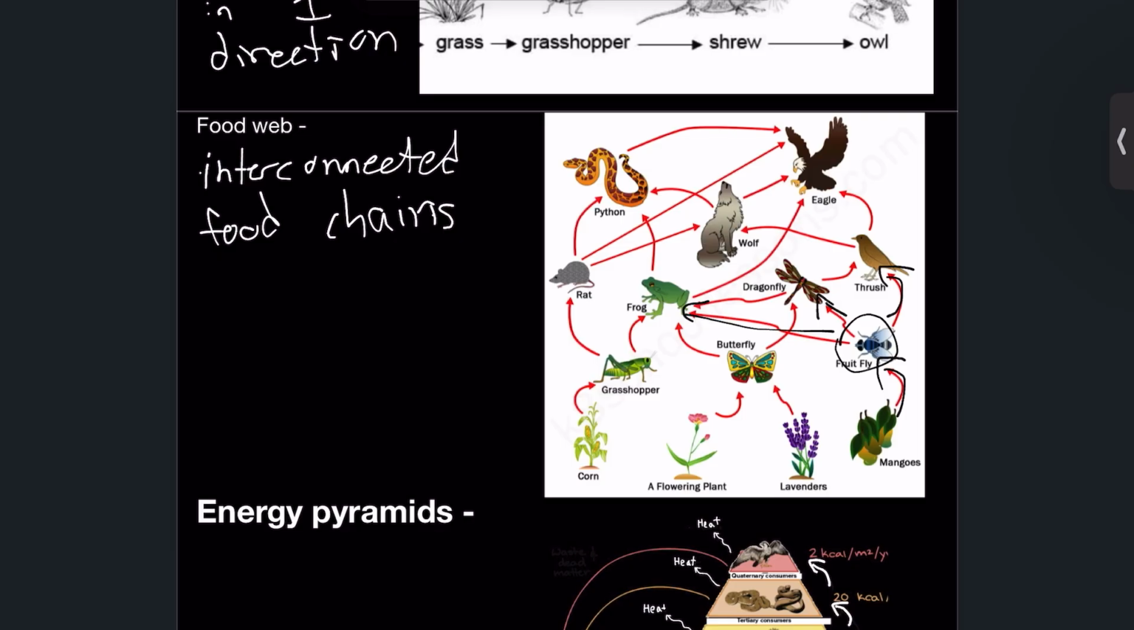And now, just again, to remember that arrows show the direction of energy flow. The arrow goes from the mango to the fruit fly, which means that the fruit fly is gaining energy from the mango, not that the mango is eating the fruit fly, because that obviously would not make a lot of sense if the mango was eating flies.